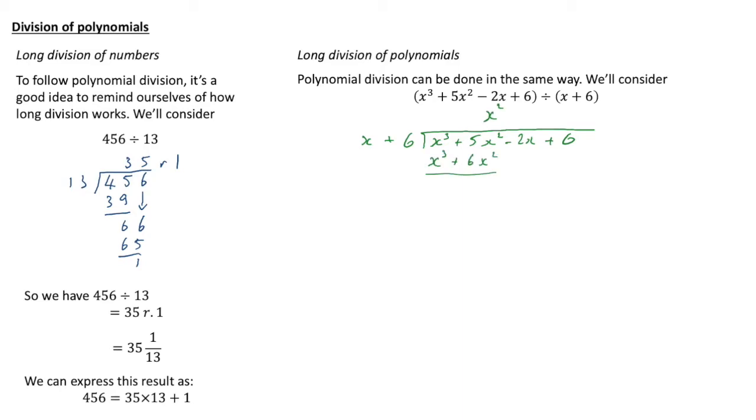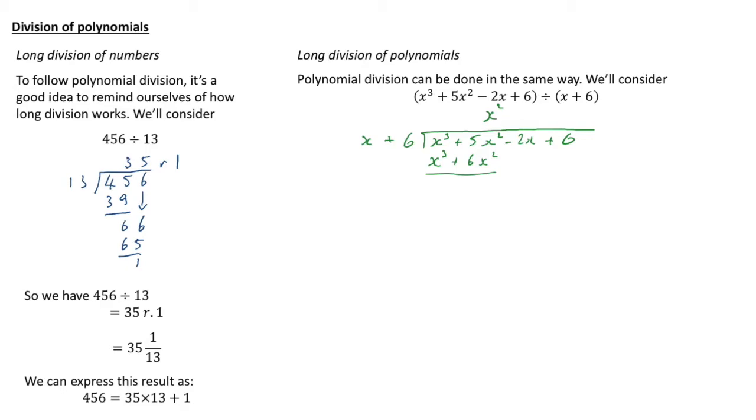Now, what we have to think about here is that the x is the higher power for the polynomial we're dividing into the other one, and x will go into the highest power we have in the polynomial, which is x cubed, and it goes into x cubed x squared times. So x cubed divided by x is x squared.